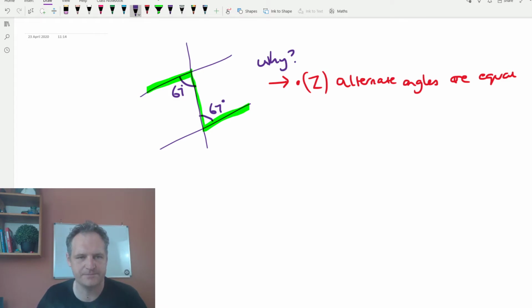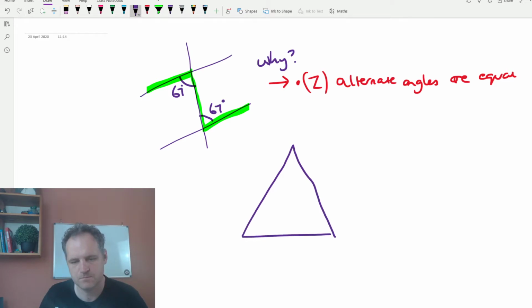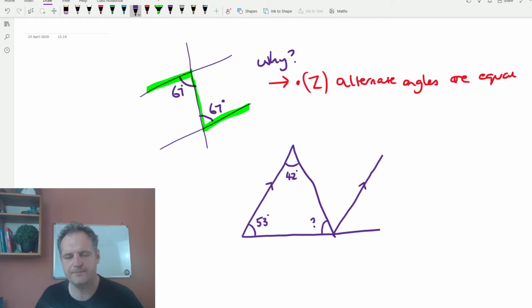I'll do a harder one. Here we have a triangle, and another line going up here, and they are the parallel ones. And we have that angle there is 42. This angle here is 53. And the question remains, what is this angle here? And what is this angle here? And what is this angle here?